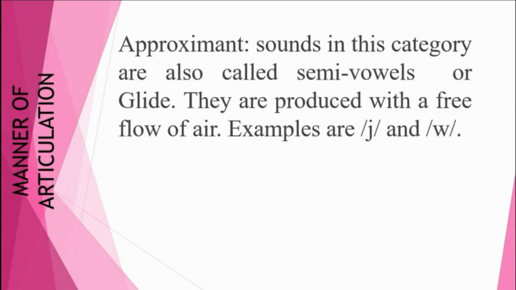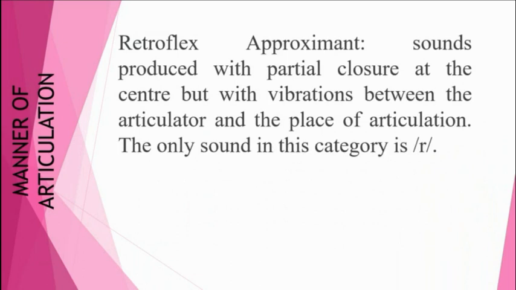They are freely produced, and examples of sound under this category are y and w. So the two of them are the two examples we have in approximants. We also have the retroflex approximants. They are sounds that are produced with partial closure at the center but with vibration between the articulators and the place of articulation. So the example is actually the r sound, which is produced at the back of the mouth.